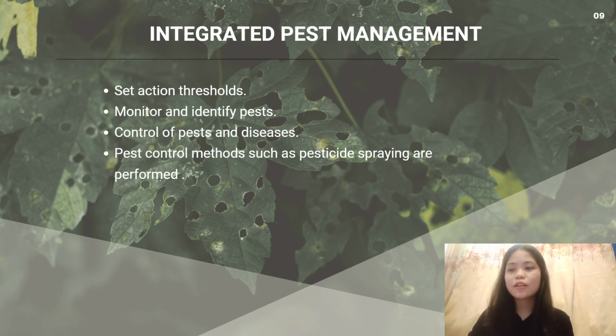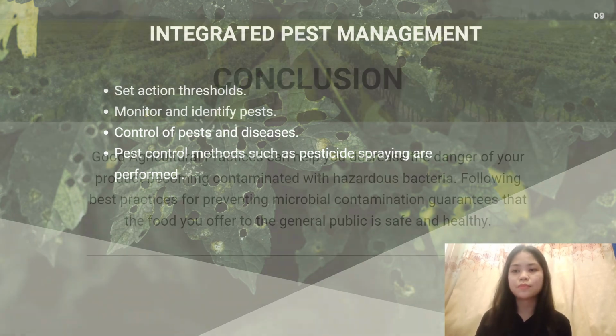Other than that, control of pests and diseases. If monitoring and identification methods are not effective, pest control methods such as pesticide spraying are performed, and physical controls such as trapping or weeding are performed.